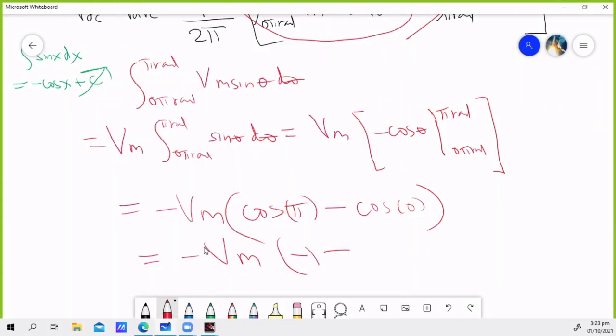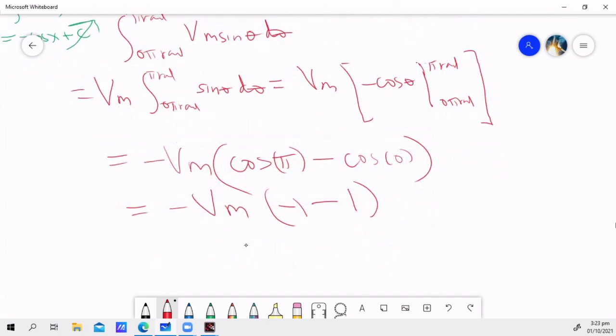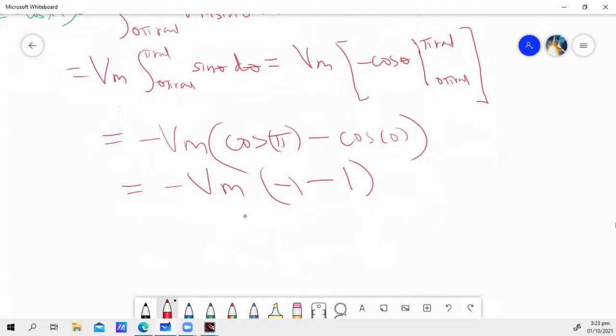Okay? So minus positive 1. So cosine pi is negative 1. Cosine 0 is 1. Negative 1 minus 1. Ang dami nagkakamali dito. Babalikin ko kayo ng elementary kapag sagot nyo dito 0. Negative 1 minus 1 is not 0. Negative 1 minus 1 is equal to negative 2. So this is equal to negative v sub m times negative 2. So this is equal to positive 2 Vm.